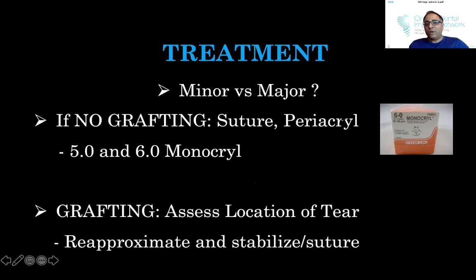Grafting itself: if you have grafting involved, then you need to assess where this tear is. Is it smack dab in the middle of your grafting? Is it right where the membrane ends? You will have to suture that and stabilize it. Typically, these tears should be managed before you suture the entire flap back. So if there are tears in your flap, you want to suture those areas so that ultimately it looks like a nice clean flap again.